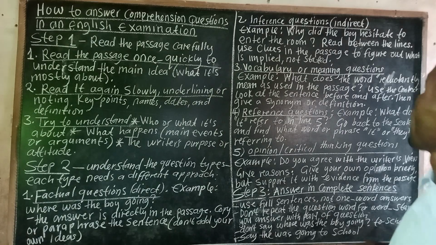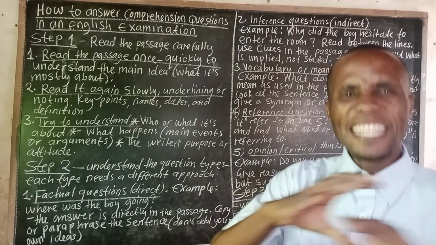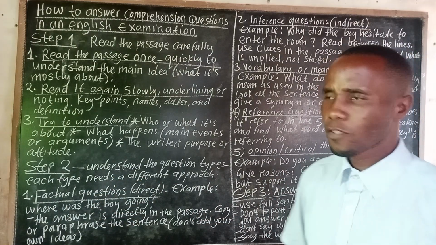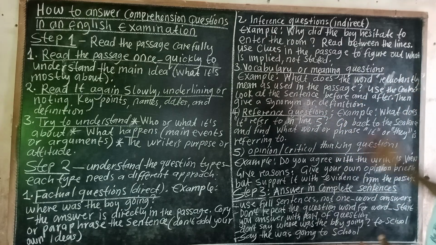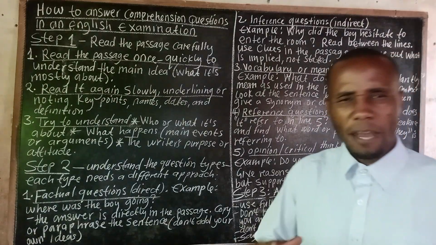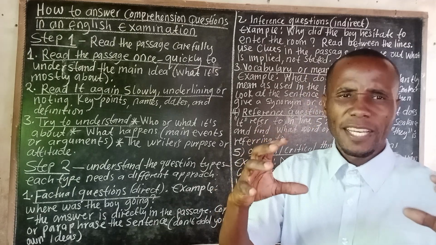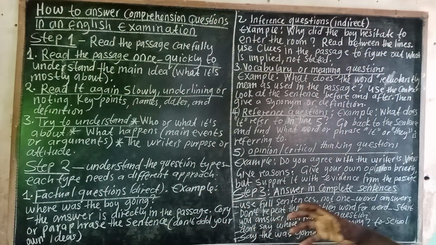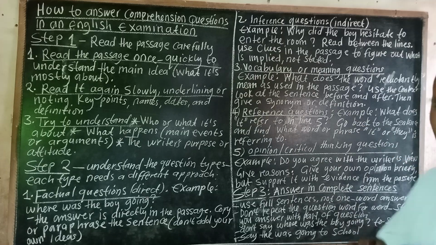Then, two, we have inference questions. These are indirect questions, in simpler terms. For example, why did the boy hesitate to enter the room? They have not stated there the reason why. So that question is inference, or indirect. Read between the lines, use clues in the passage to figure out what is implied, not stated.